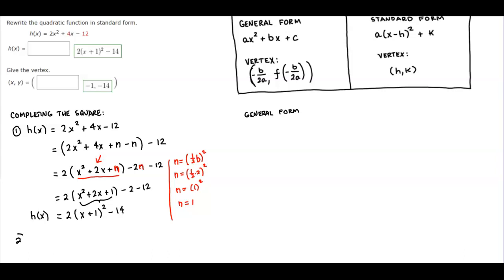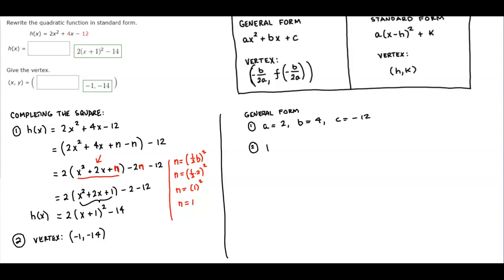And then we can determine from here what the vertex is. And the vertex is (-1, -14). Okay, now if we want to do this using the general form, then we just need to take a look at what a, b, and c represent. Well, we know that a is 2, we know that b is 4, and we know that c is -12.